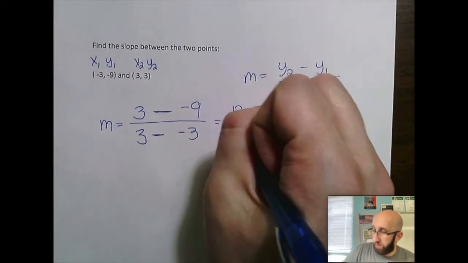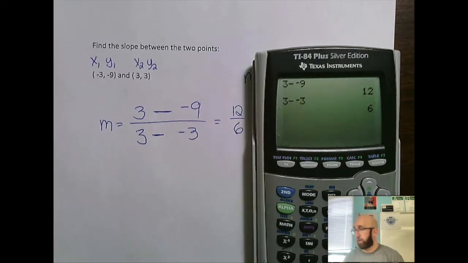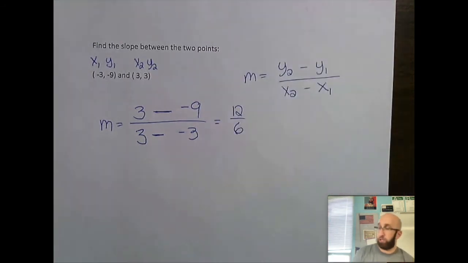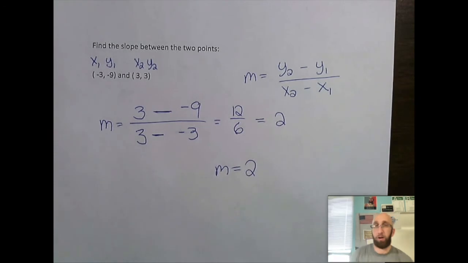So I got 12 over 6. Some of us might be able to know how to reduce that and divide that. Some of us may not. If you need to use that calculator, use it. 12 divided by 6 is my fraction, which it does clean itself up to 2. So my slope on this problem is just 2.